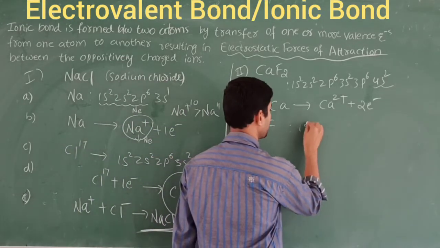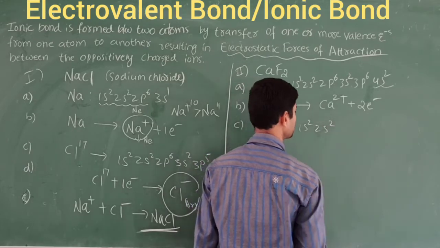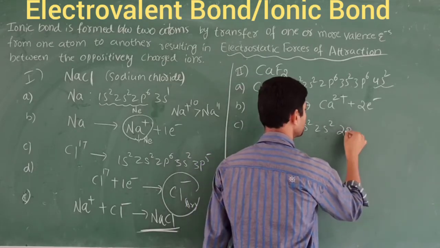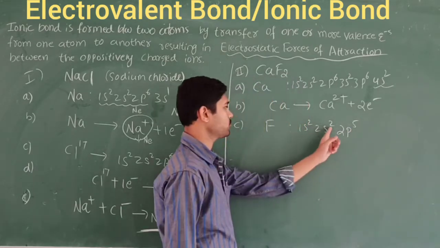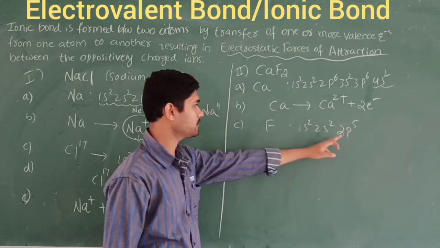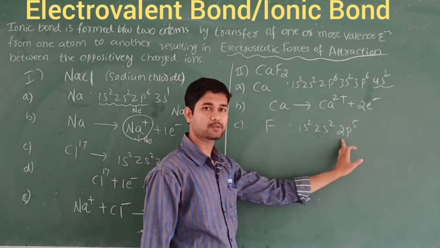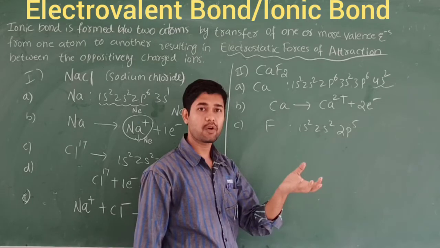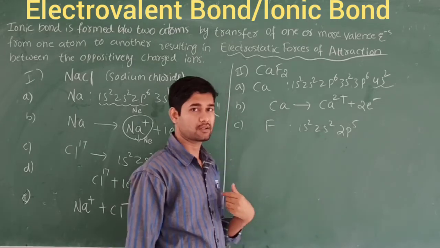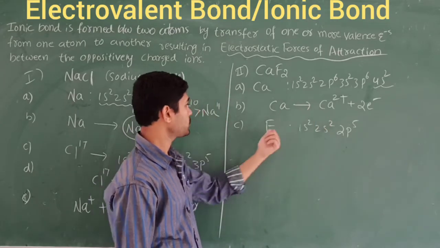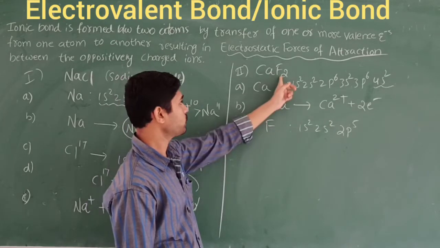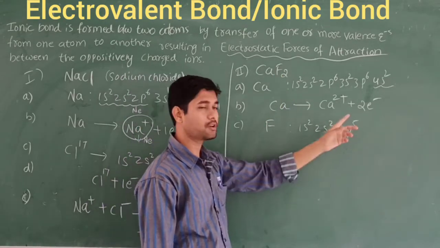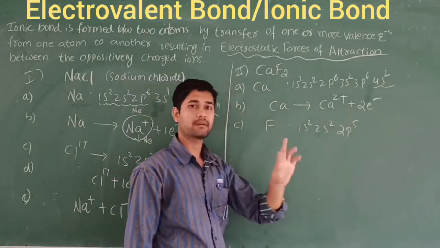Fluorine is 9: 1s2, 2s2, 2p5. 2 plus 2 is 4, plus 5, 9 will be there. So 9 means its nearest noble gas is neon. Neon means it is going to acquire 1 electron, right? 1 electron from this calcium. But how many fluorines will be there? 2 fluorines will be there. So hence it is going to acquire 2 electrons to form a bond.